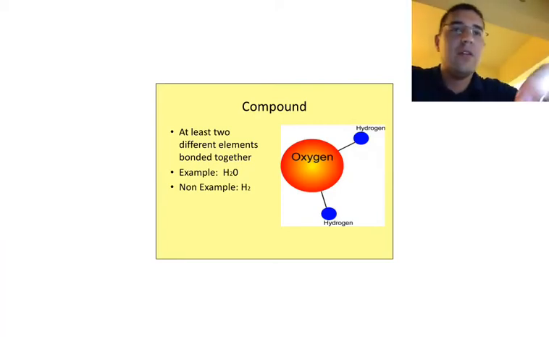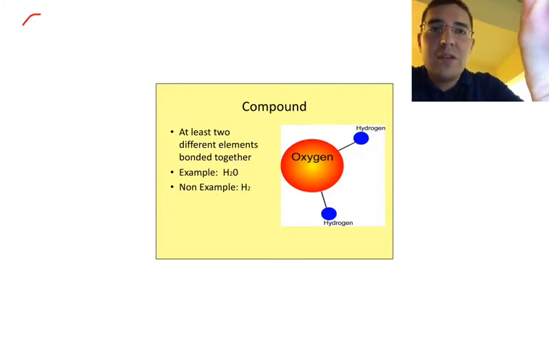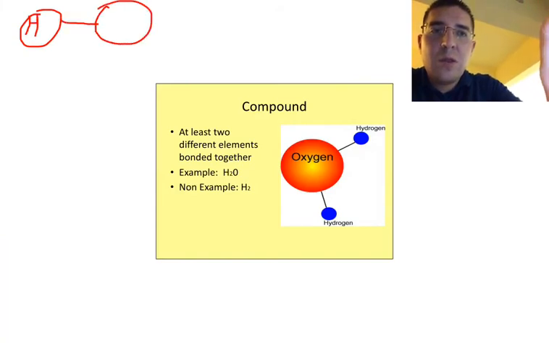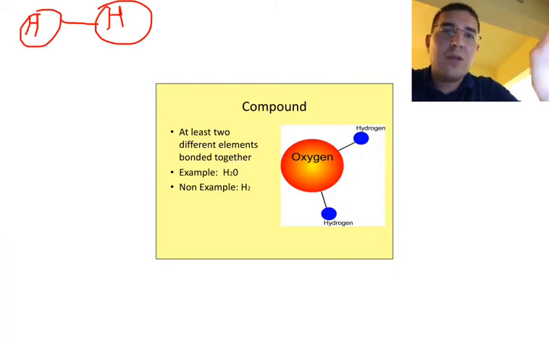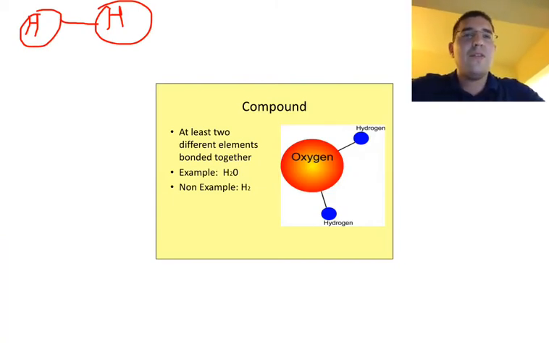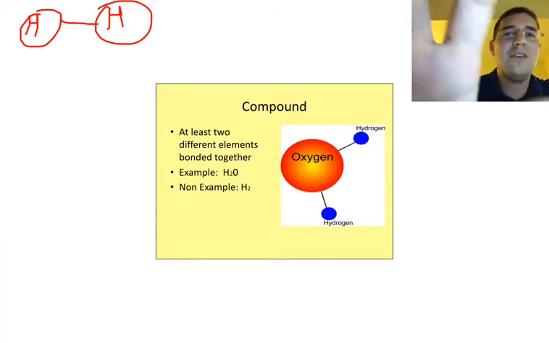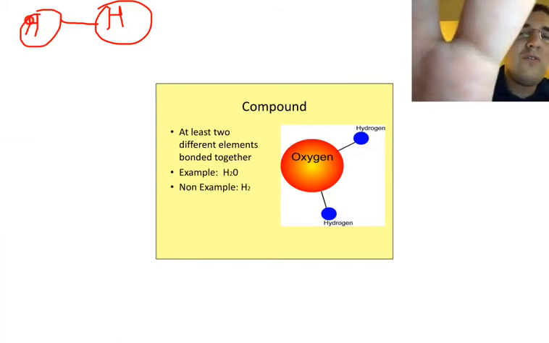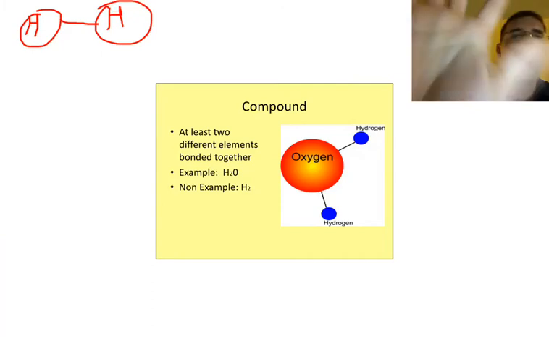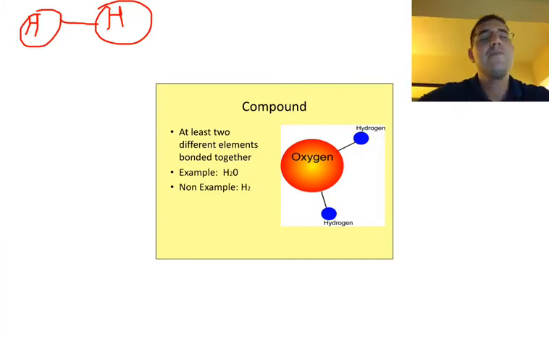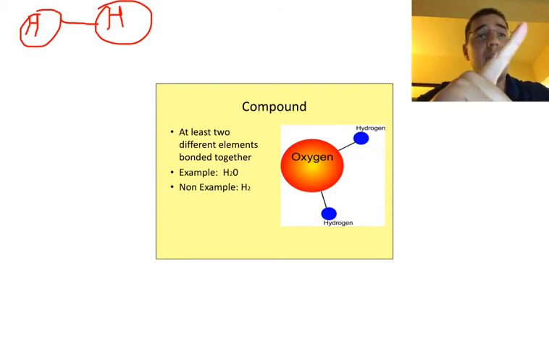I'm going to try drawing here and see how it comes out for me. Guys, not the best drawing in the world, but it works. So here I have one hydrogen atom, here I have another hydrogen atom. How many elements do I have here? If you said 1, you're correct.